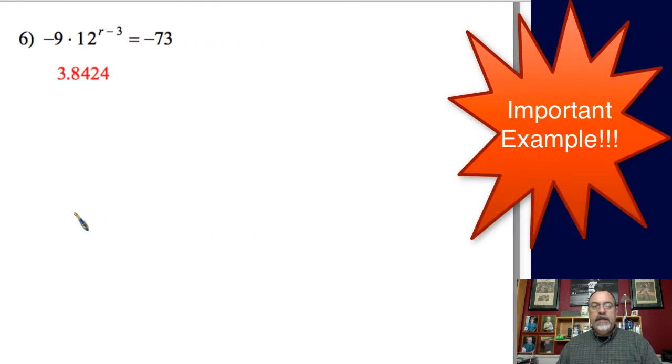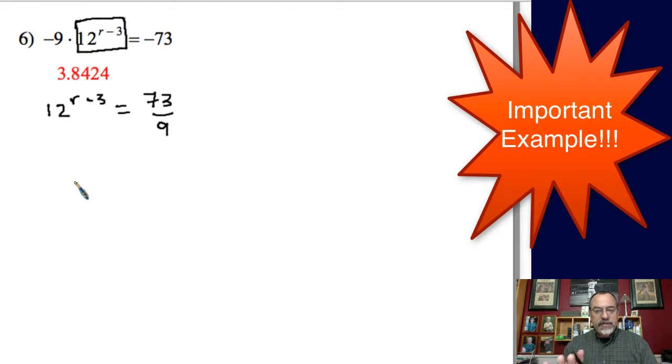In our next few examples, it's going to get a little bit more difficult, but again, we're going to do the same thing. We're going to identify the term that has the variable, isolate it, and then undo it by using logarithms. So in example number 6 here, here's the term that has the variable I'm solving for, r. R is part of the exponent, so this has to be by itself first. So I'm going to divide both sides by negative 9. That's going to give me 73 over 9 on this side. Now please don't give me a decimal approximation, just leave it like that. And again, it's positive because we have a negative divided by a negative.